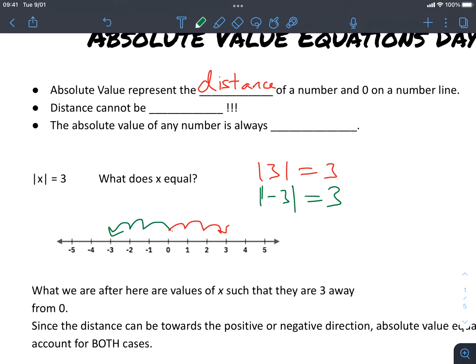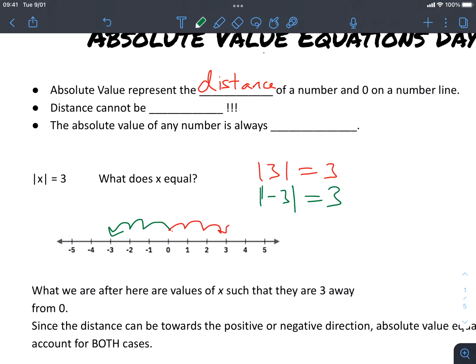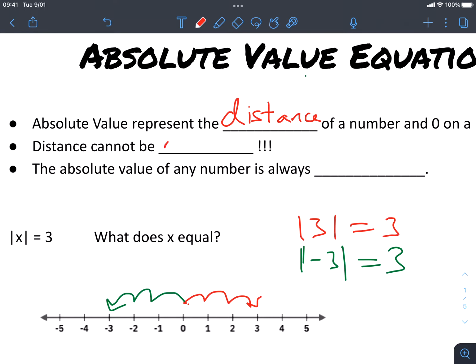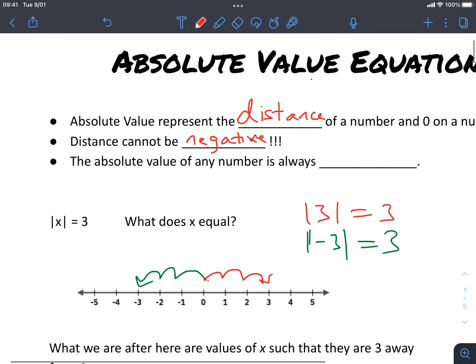Now, distance, when we measure it, is not a negative distance. So even though we're talking about a negative number, as in the case of negative 3, when we find the absolute value of that number, it's always positive. So distance cannot be negative. And the absolute value of any number is always positive. It's always the positive number.